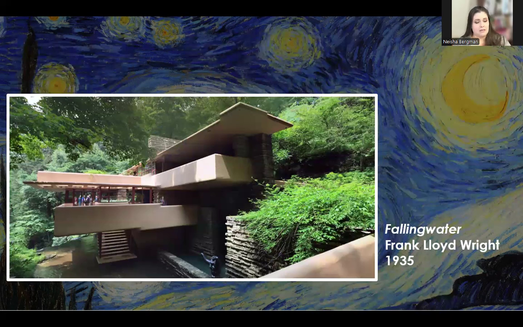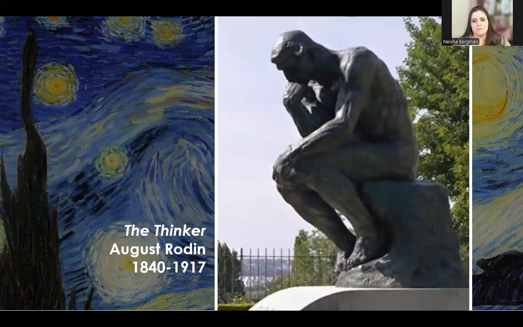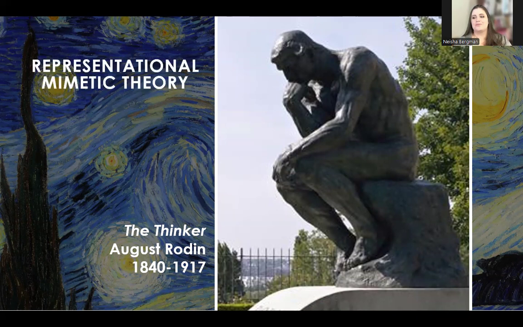Falling Water is the name of this house. And yes, someone lives there. By Frank Lloyd Wright. We'll actually see this piece again. What would we judge this by? Functionalism and instrumentalism, because this is a functional piece of architecture. The Thinker, this is by Rodin. You have probably seen it. It is iconic. What would you judge it by, though? Which aesthetic theory? Representational and mimetic theory, because it's very realistic.